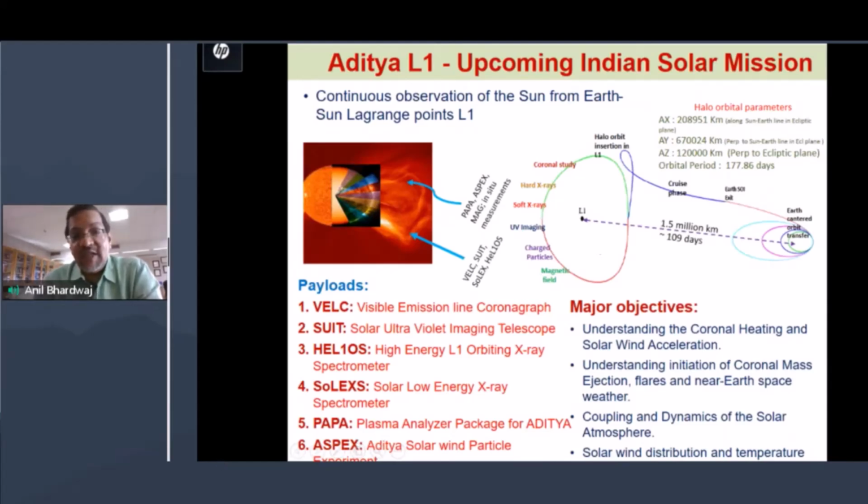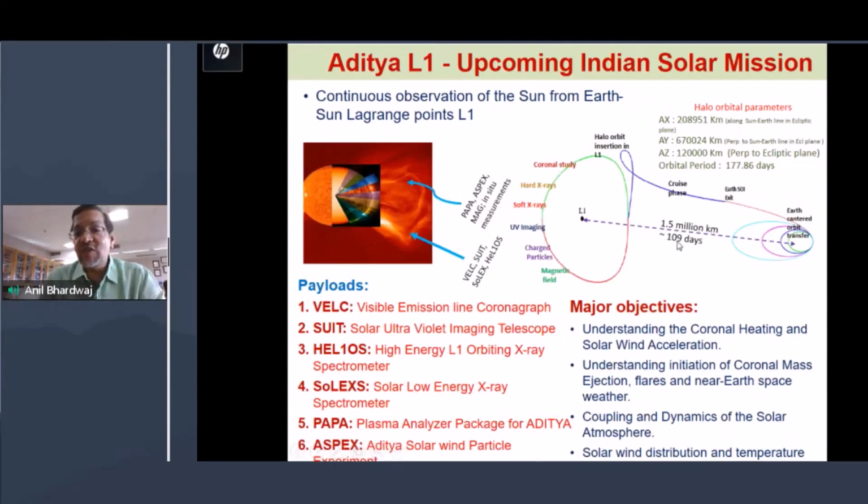Because I was mentioning to you that the sun emits not only electromagnetic radiation, but also emits charged particles. So we have experiments which will look at these charged particles which are coming from the sun towards the Earth, using these experiments on board.